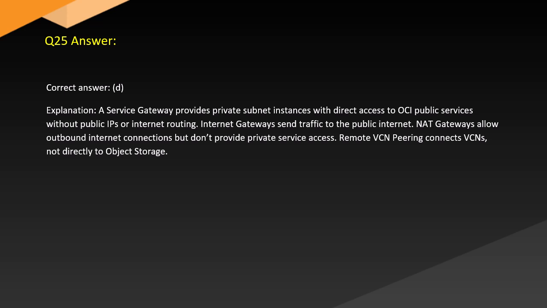Answer. Correct answer: D. Explanation. A service gateway provides private subnet instances with direct access to OCI public services without public IPs or internet routing. Internet gateways send traffic to the public internet. NAT gateways allow outbound internet connections but don't provide private service access. Remote VCN peering connects VCNs, not directly to object storage.